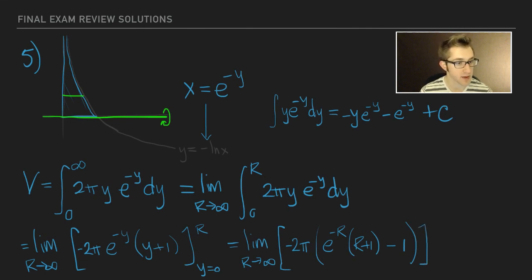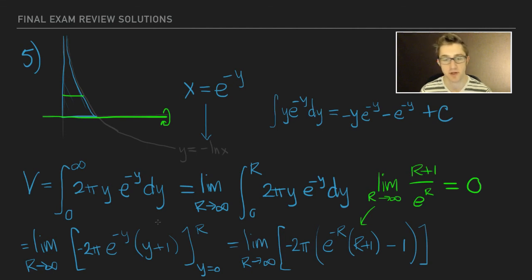Now the problem is one of determining the limit of e to the minus r times r plus 1. You're interested in the limit as r goes to infinity, and you can write e to the minus r in the denominator, so I have r plus 1 over e to the r. You find that this is 0 either just by knowing that e to the r grows much faster than r plus 1, or explicitly you can use L'Hopital's rule. So this term goes to 0, and I'm left with negative 2 pi times negative 1, and so I just get 2 pi.